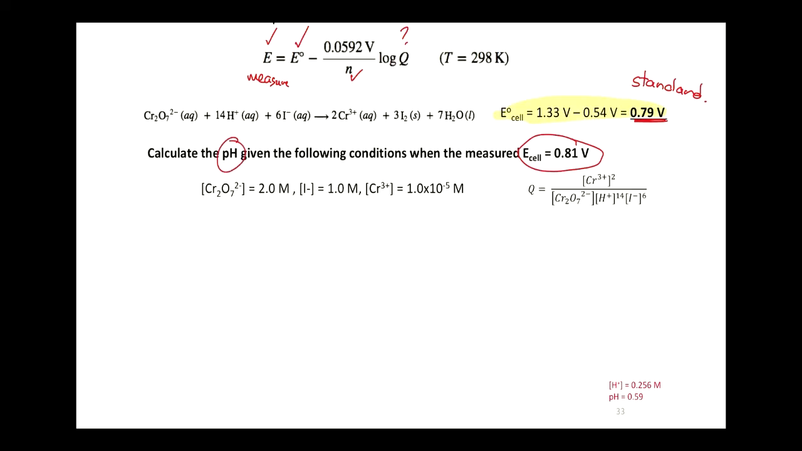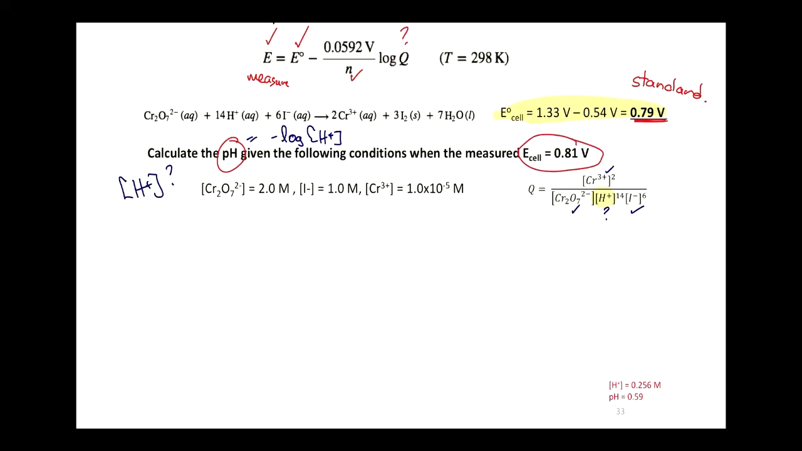Remember, pH, I know it's been a while, pH is just a measure of how much H plus is present in the solution. pH is just negative log of H plus concentration. So really this question is asking what is the H plus concentration needed to give this cell potential? Because if we look at Q, I give you how much chromium you have, how much dichromate you have, how much I minus you have. Really, if we use the Nernst equation to calculate the required Q, we can back calculate what is the required H plus concentration to give that Q. So that's the idea here.